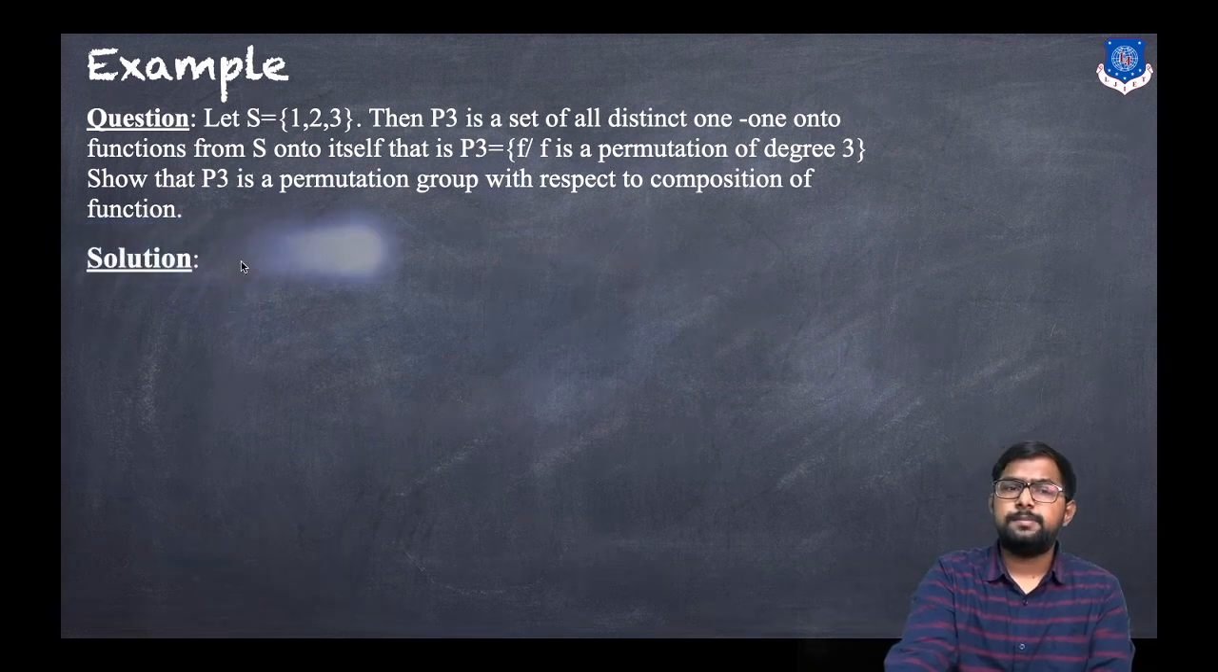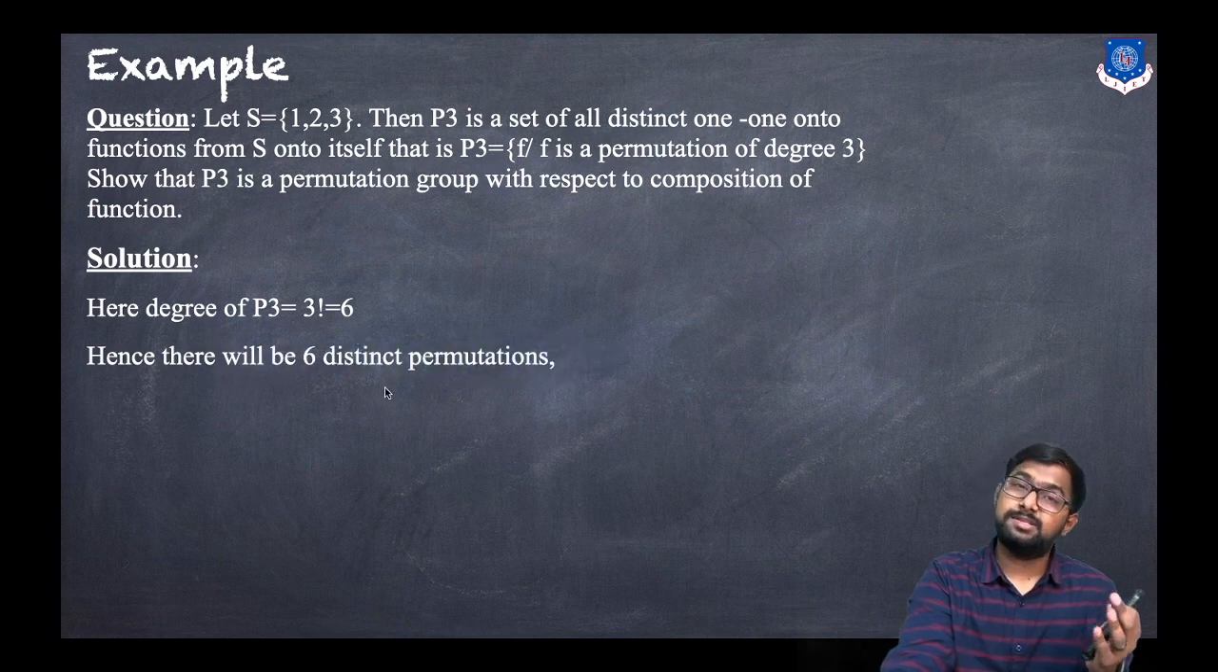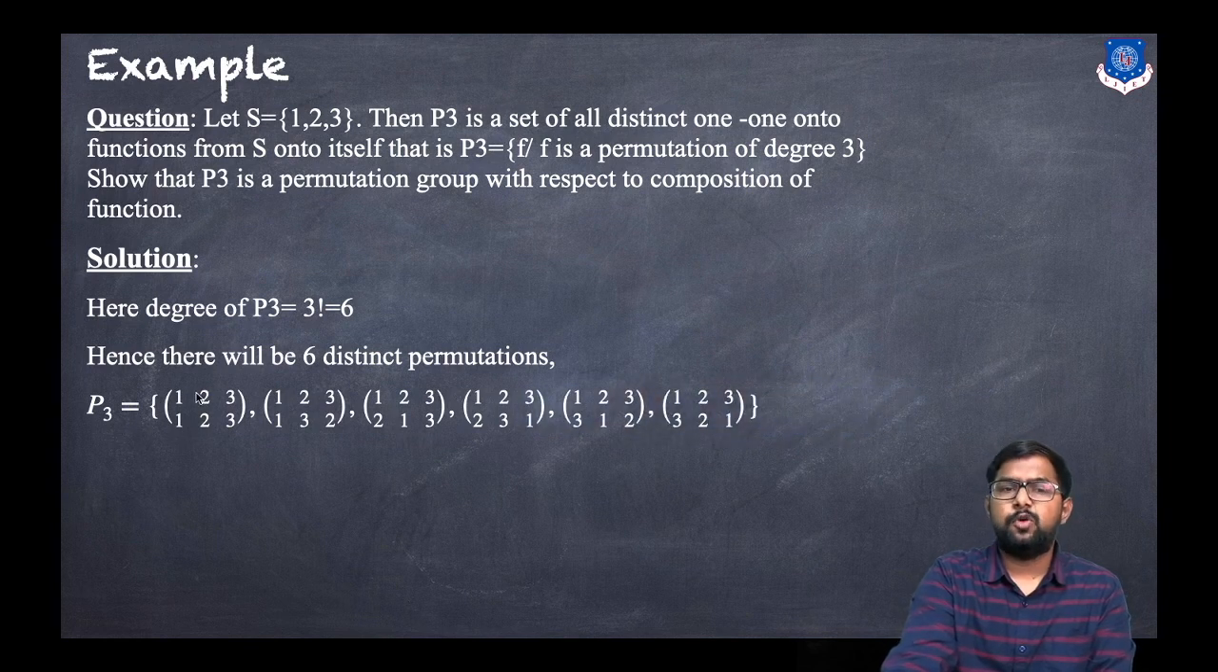Now see, solution. As you can see, the degree is 3. So by that theorem or note, it will contain 3 factorial elements, that is 6. So hence there will be 6 distinct permutations. Okay. And what are they? So P3 equals: this is the identity permutation (1 1, 2 2, 3 3). And we know the permutations, so we can write the rest: (1 1, 2 3, 3 2), (1 2, 2 1, 3 3), (1 2, 2 3, 3 1), (1 3, 2 1, 3 2), and (1 3, 2 2, 3 1).